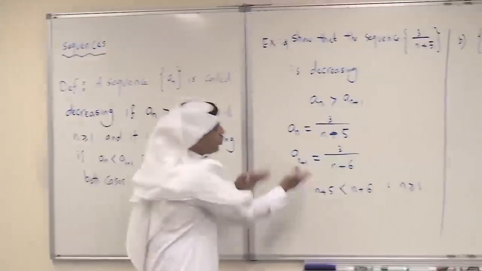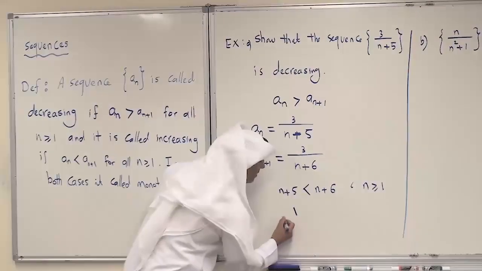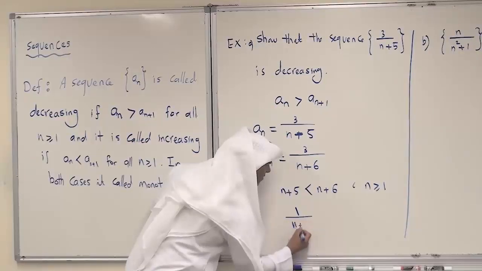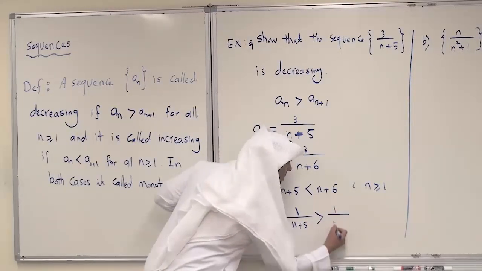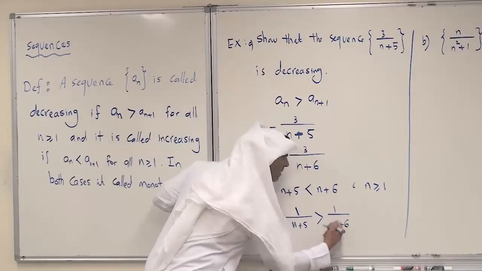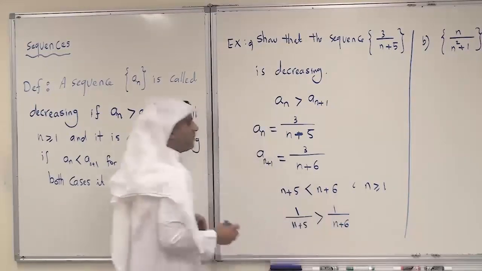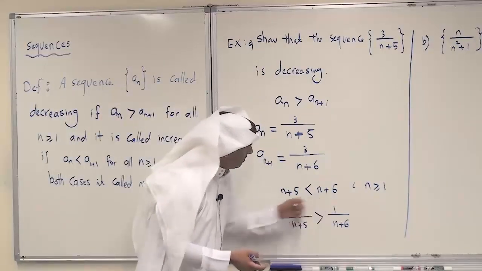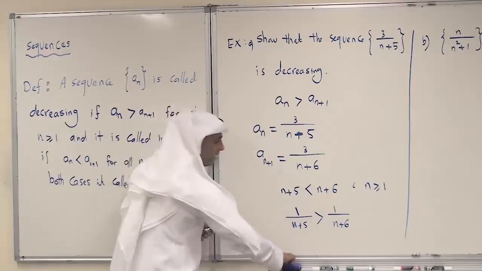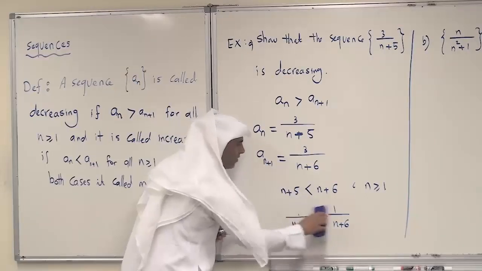So taking the reciprocal of these two positive numbers, we will have 1 over n plus 5 larger than 1 over n plus 6. Why? Because if the denominator is larger, then the value is smaller. We can also multiply the inequality by 3. So what do we have in the next step? This one will be what?